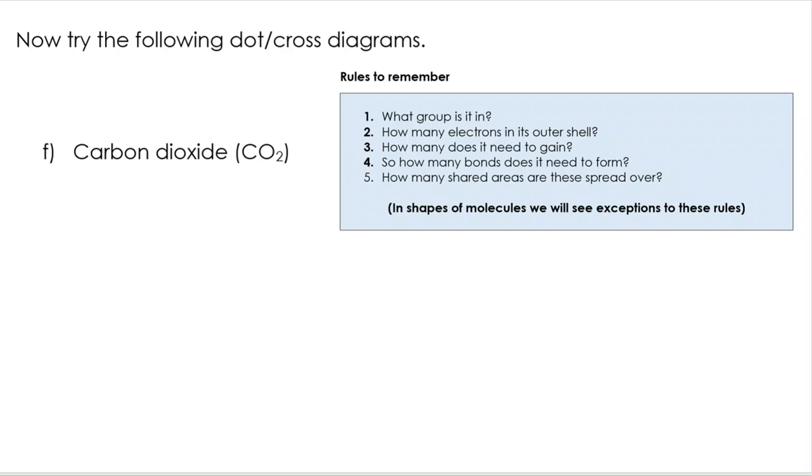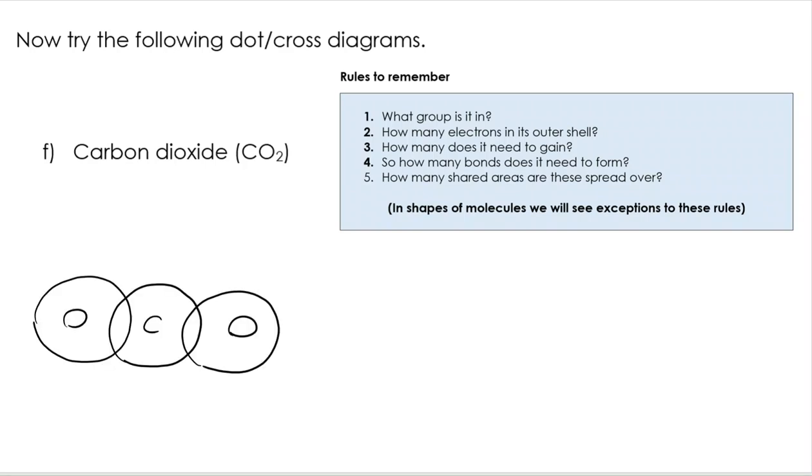And let's take a look at carbon dioxide. So I've got 1 carbon and 2 oxygens, so the carbon goes in the centre. Carbon is in group 4, which means it has 4 electrons in its outer shell, which means it needs to gain 4 electrons, so it will form 4 covalent bonds, and there are 2 shared areas. So I put 2 pairs in each shared area.